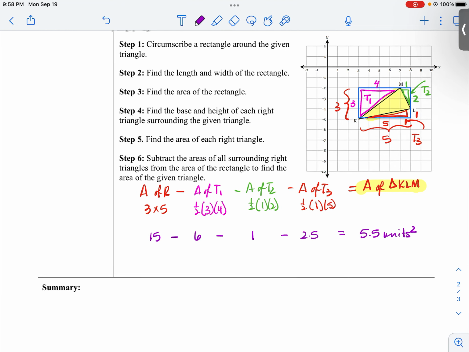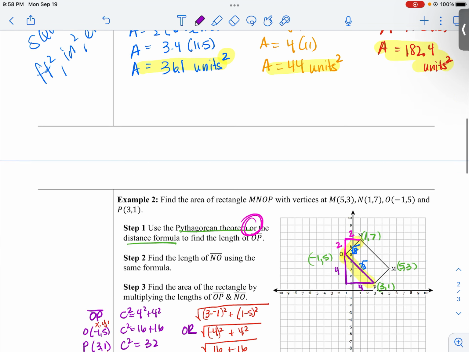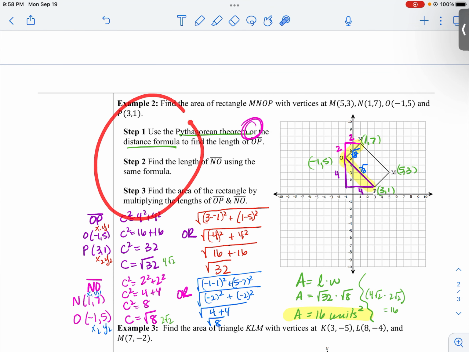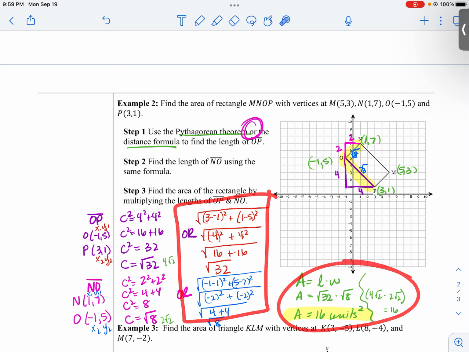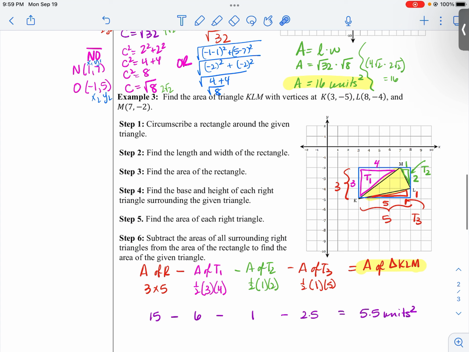So again, for your summary, look at the steps that we did. There are 3 steps here. This is for a rectangle. Talk about how we had to draw 2 small triangles, and then once we had those lengths either by the Pythagorean Theorem or the distance formula, and then we found the area. Or look at these steps and make sure that you can summarize how to find the area of a triangle after it is circumscribed.